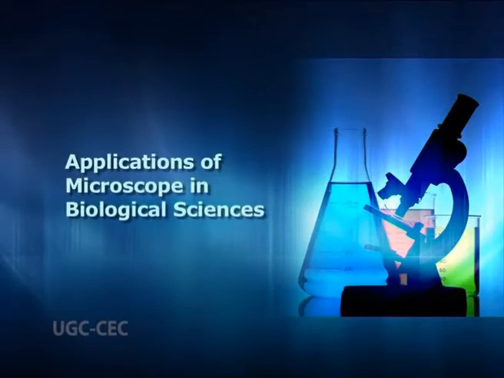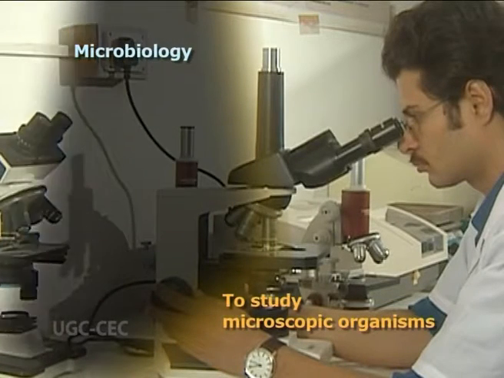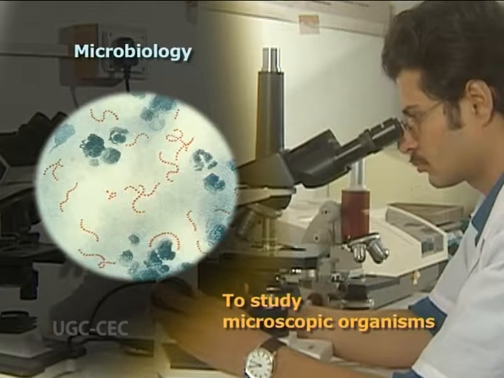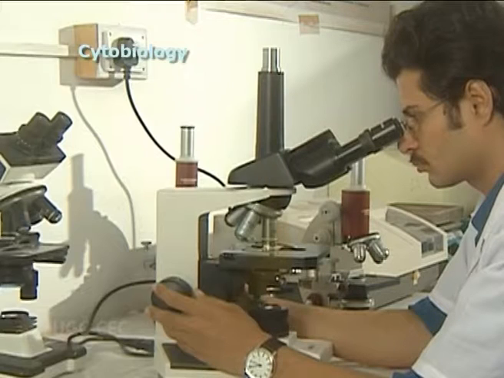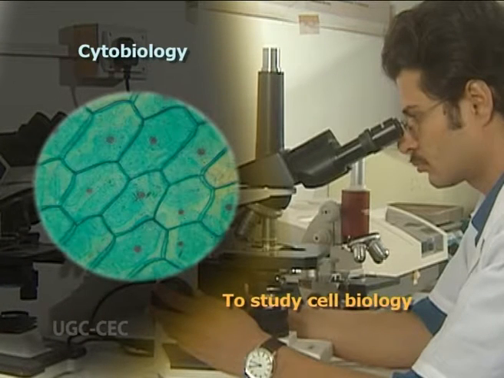Applications of microscopes in biological sciences. In biological sciences, unless we further categorize sectors, it is not clear to know its application. It has applications in various disciplines, as in microbiology, to study microscopic organisms, for example, protista, prokaryotes, archaea, viruses, algae, fungi, etc. Cytobiology, to study cell biology, for example, cell structure and organelles therein.